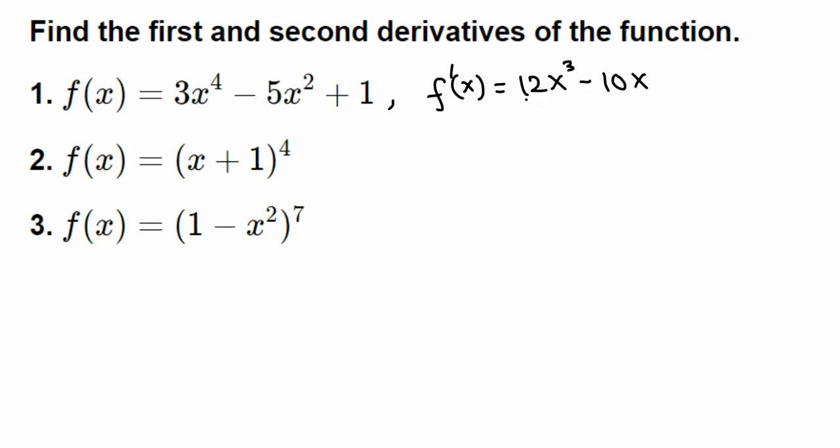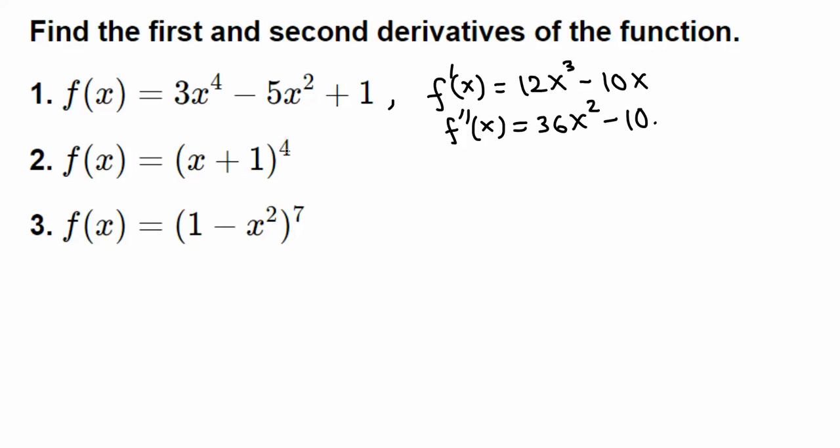Let's find the derivative of this derivative, the second derivative, using the power rule again. 3 times 12 is 36, x with 1 less, so x squared, minus derivative of 10x, which is just 10. Okay, let's go for number 2.